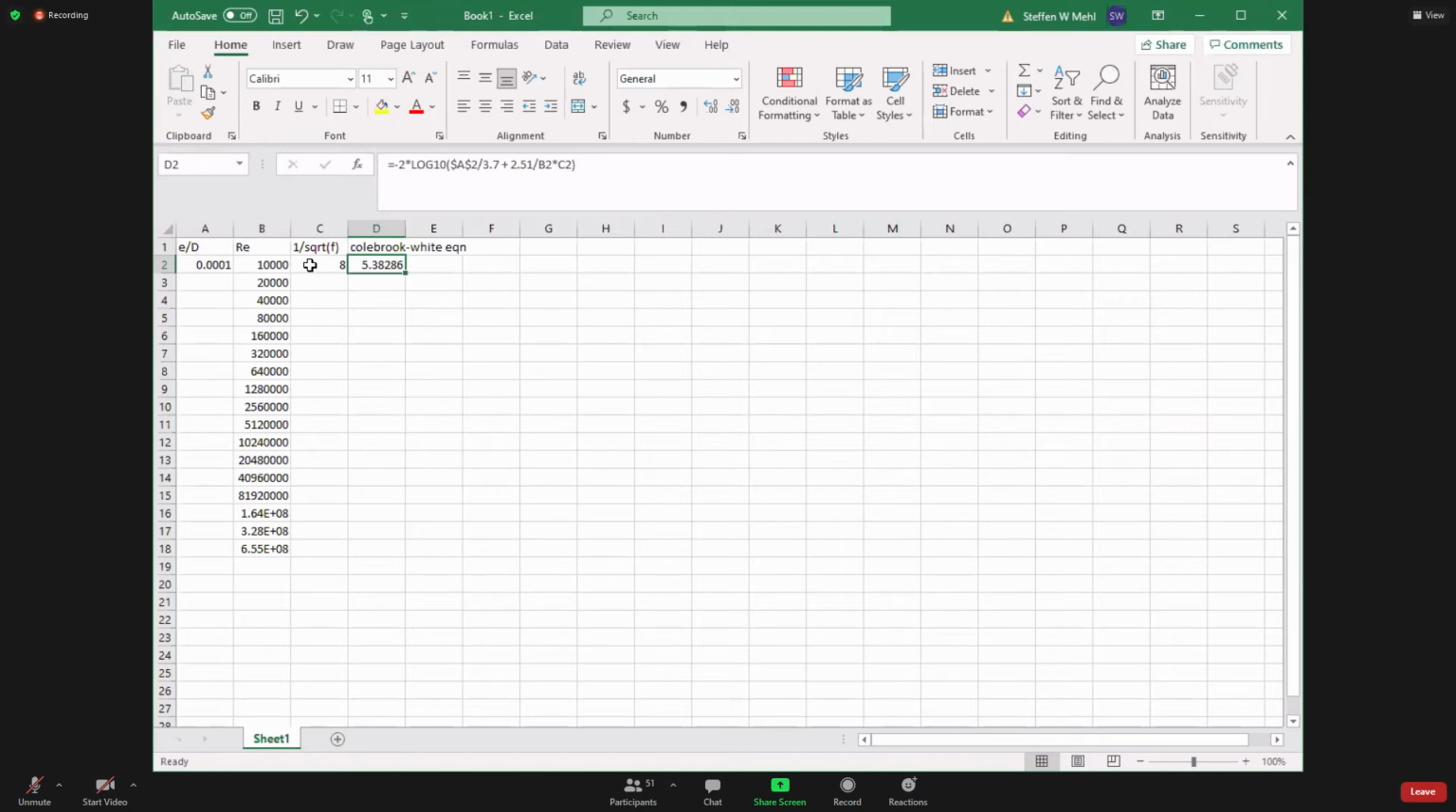We could guess another value, but maybe I should listen to the math. I tried 8, and the equation said no, it's 5.38. Maybe I should listen to the equation and try 5.38, or 5.382 or 383, whatever. And now it says, no, I think it's actually closer to 5.72. All right, let's try 5.72. And now it's saying it's maybe 5.67. Do you guys see what's happening here?